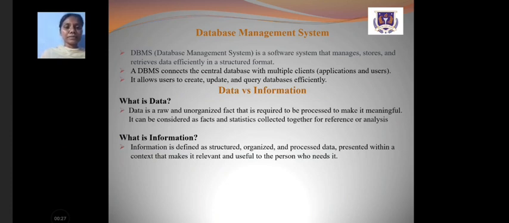Data versus information. What is data? Data is raw and unorganized facts that are required to be processed to make them meaningful. It can be considered as facts and statistics collected together for reference or analysis. What is information? Information is defined as structured, organized and processed data presented within a context that makes it relevant and useful to the person who needs it.